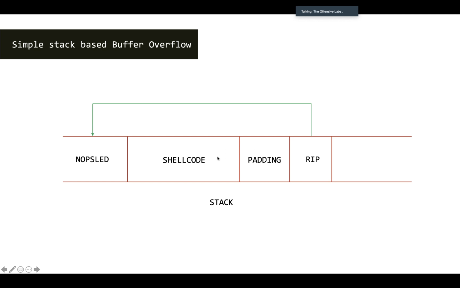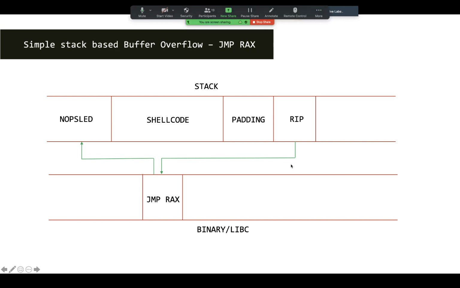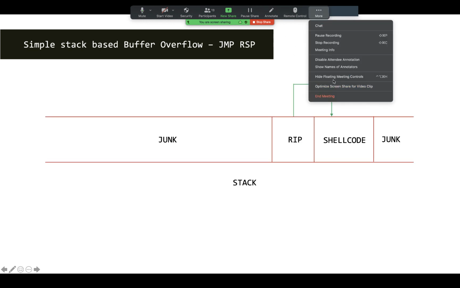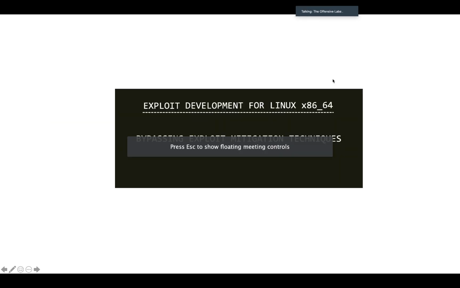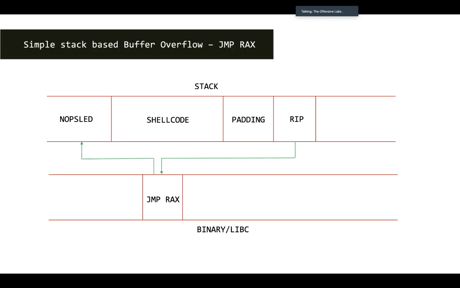Right, so that's what we have seen so far. There are some more things that we can do. You can actually find out if there are any registers that are pointing to the NOP sled. Let's assume that the RAX register is pointing to the NOP sled. You can actually see that RAX register in this case will be pointing to the NOP sled. I'll show it in a moment.